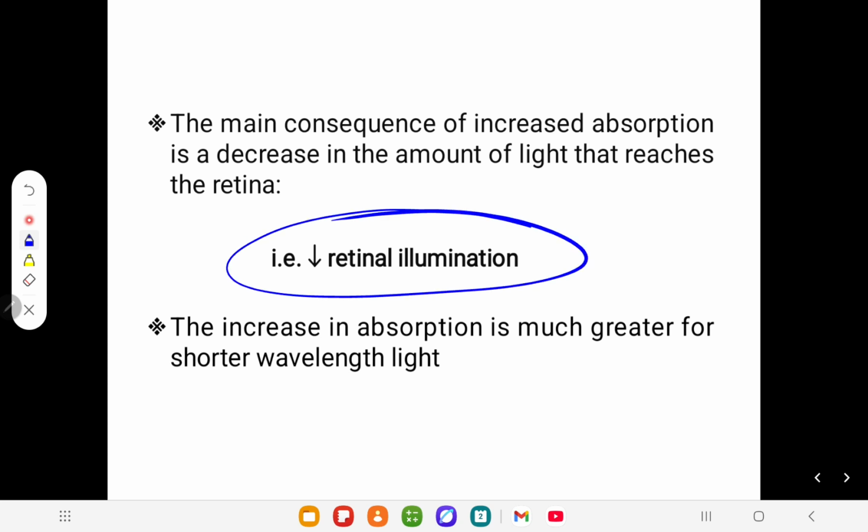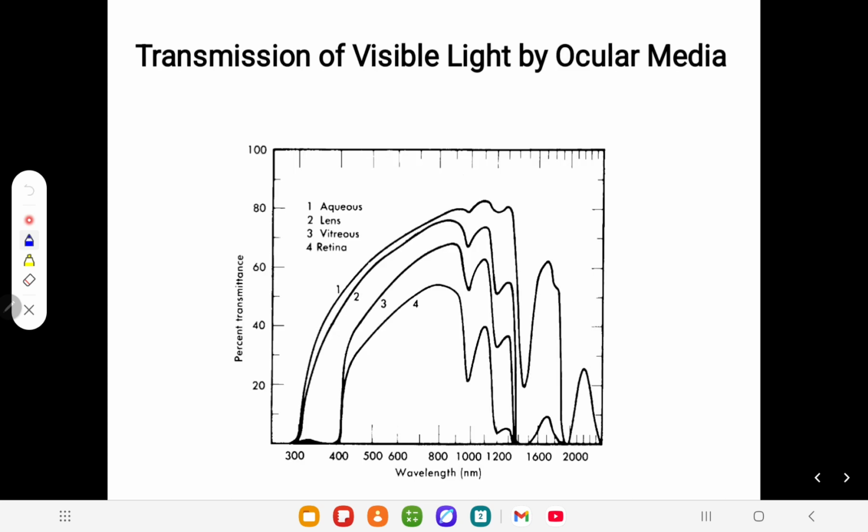We have already talked about retinal illumination being measured in units of trolands. The increase in absorption is much greater for the shorter wavelength, yes, definitely, but other wavelengths are also absorbed. So there is an overall reduction in retinal illumination.